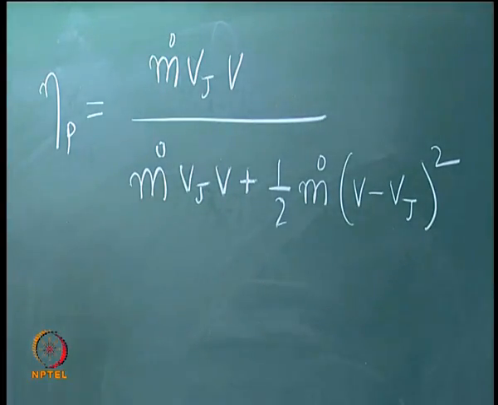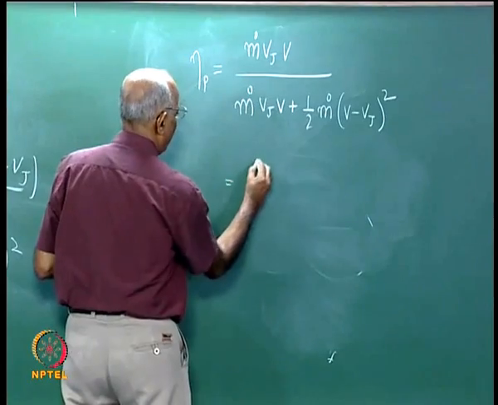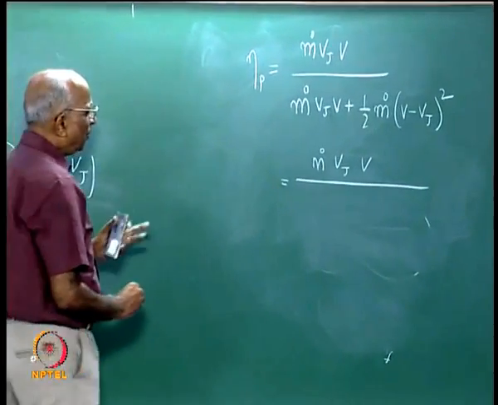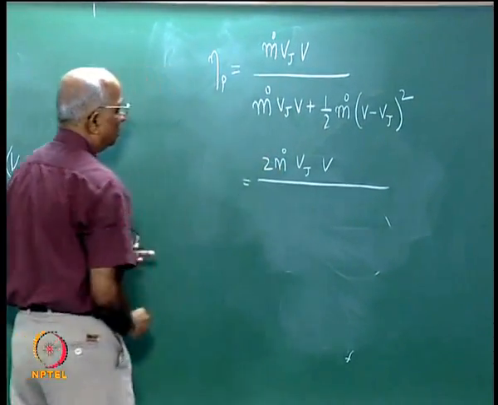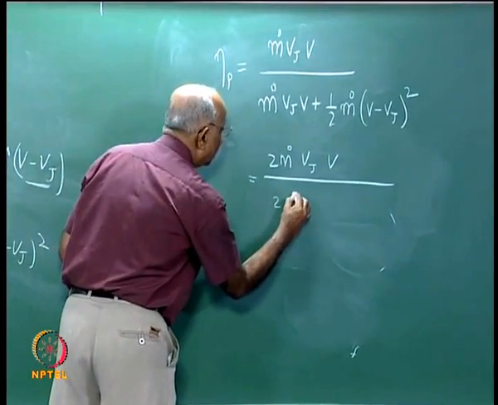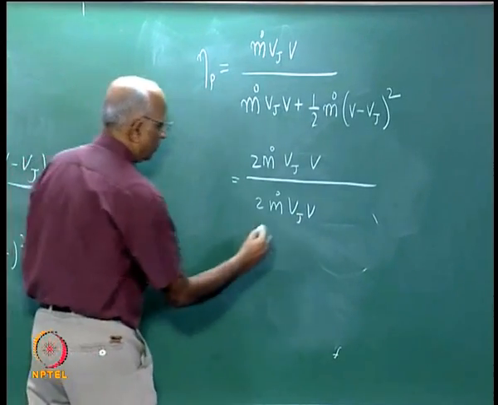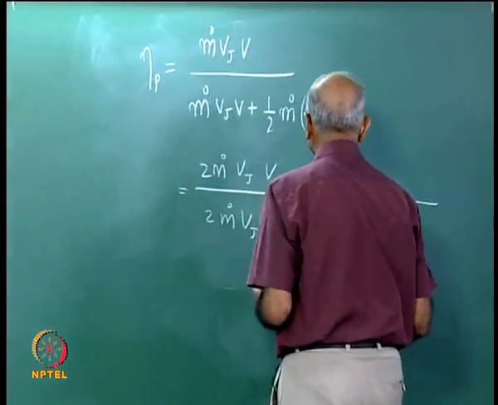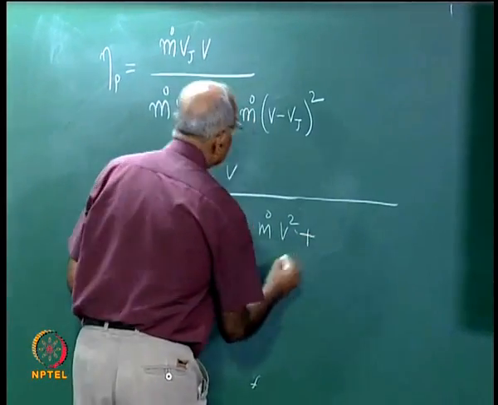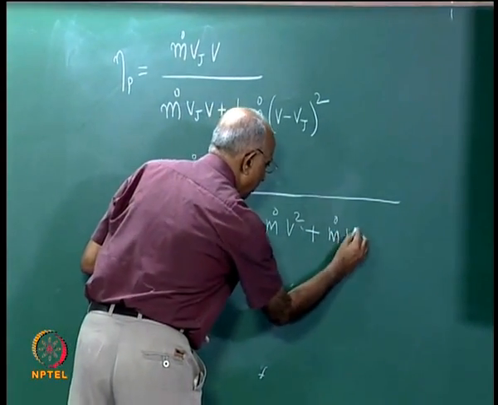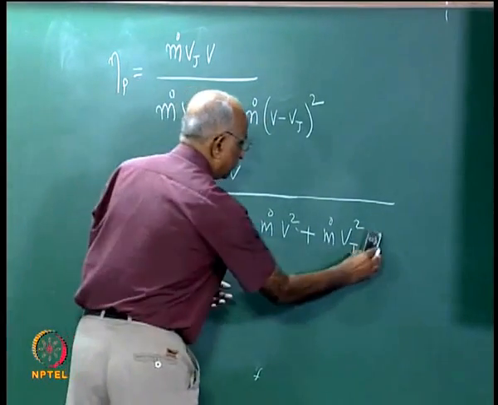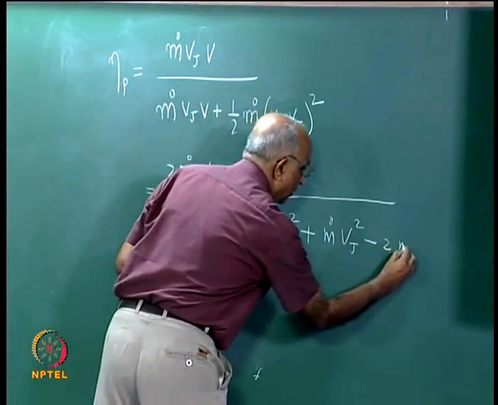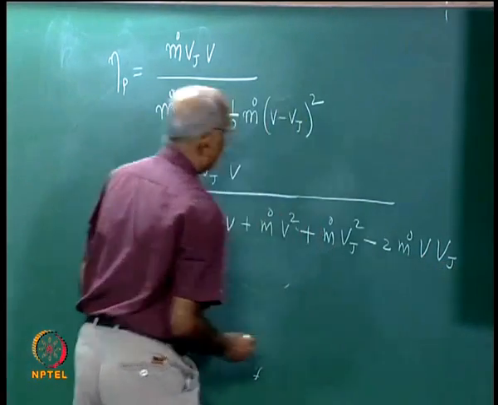Well, let us simplify this equation. This is equal to m dot into Vj into V divided by, now if I were to look at this, I bring 2 on top, right, then I get 2 m dot Vj V plus m dot V square plus m dot Vj square minus 2 into m dot V into Vj. Is it all right?